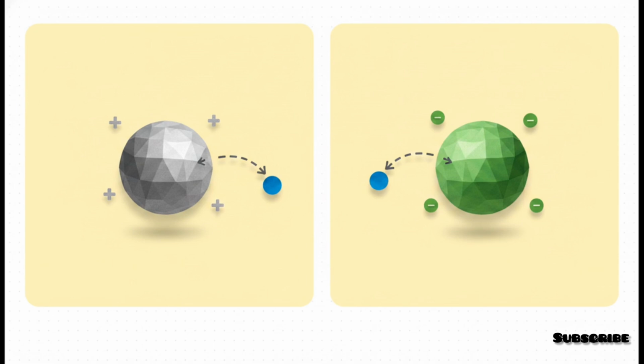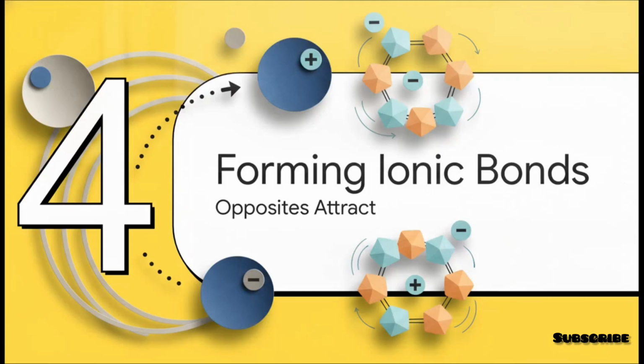Chlorine, for example, will gladly pick up an extra electron to become a negative chloride ion. And this perfect mismatch of desires leads us right into Section 4, forming ionic bonds. Opposites attract. This right here is the ultimate chemical relationship, where the needs of metals and nonmetals just perfectly align.